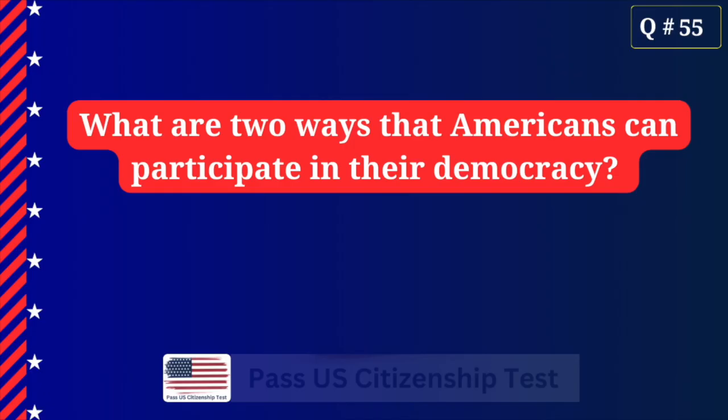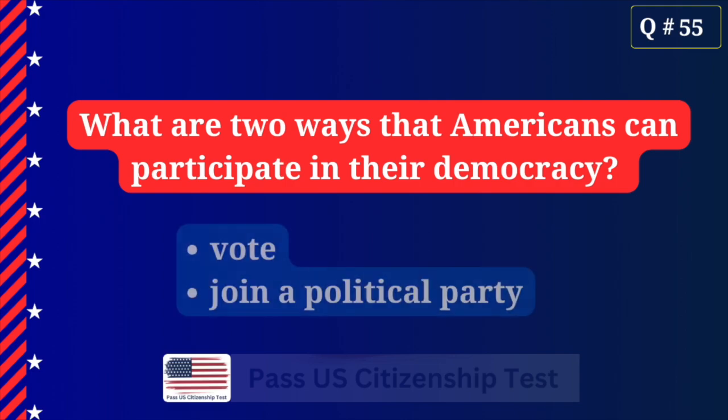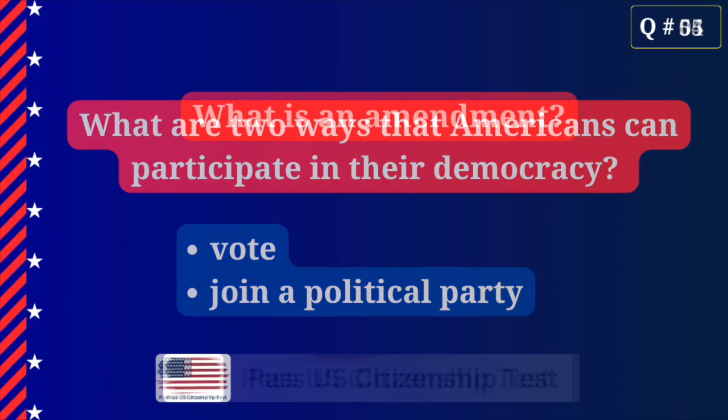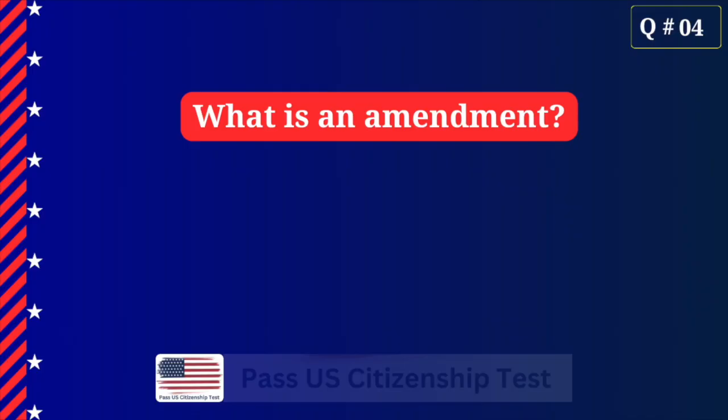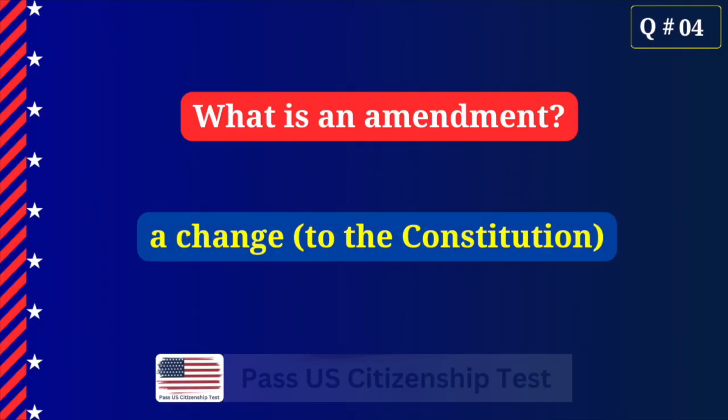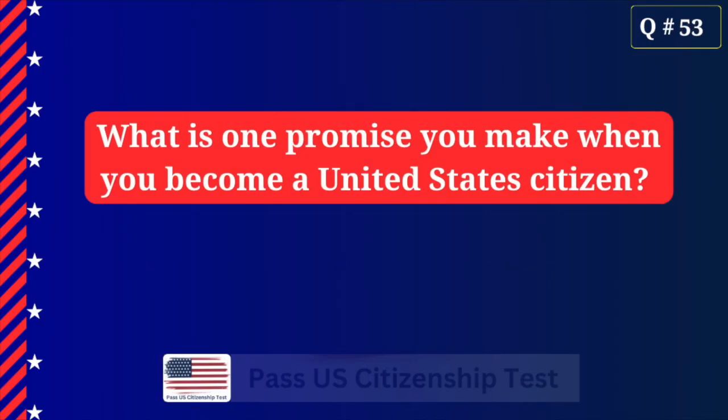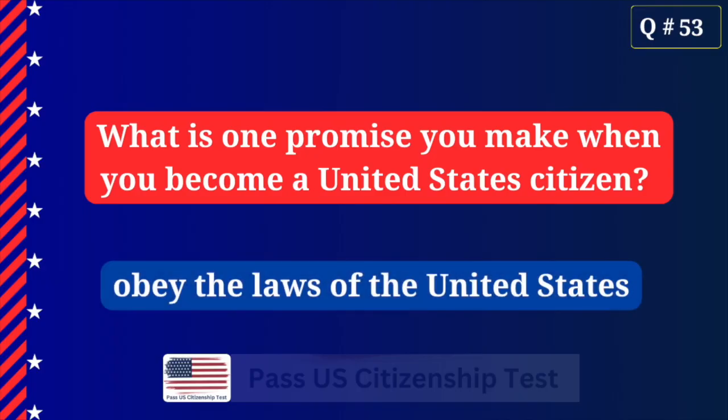What are 2 ways that Americans can participate in their democracy? Vote. Join a political party. What is an amendment? A change to the Constitution. What is one promise you make when you become a United States citizen? Obey the laws of the United States.